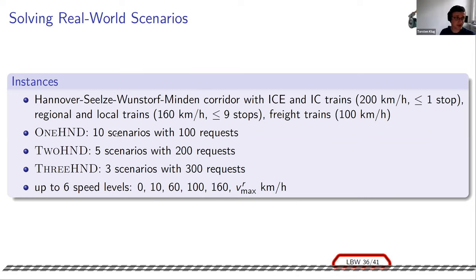And out of that, we generate different scenario test sets. So here, 10 scenarios with 100 requests, 5 with 200 requests, and 3 with 300 requests, and with up to 6 speed levels. This depends on the train type, how many speed levels requests have. So we have 110, 160, and the maximal speed that the train type could reach.